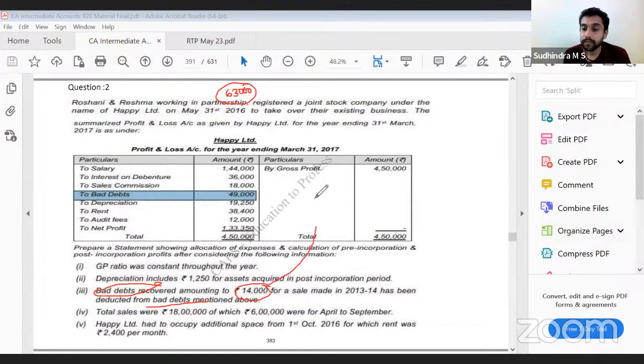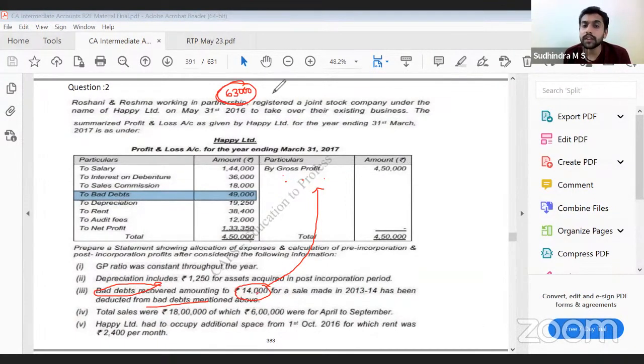Pre-incorporation. It will be considered as indirect income. It will be shown as income in the statement that we prepare. So in the income, we will bring the bad debts recovery, and it is completely pre-incorporation. Why? Because bad debts was written off earlier. So it's a pre-incorporation item.